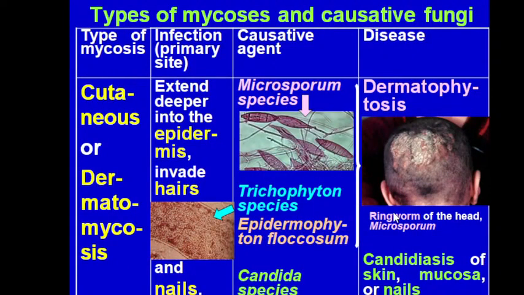Then, when the fungi go deeper, they cause cutaneous mycosis, or dermatomycosis. So they extend deeper into the epidermis than the superficial mycosis agents, and invade hairs and nails usually. Examples of them are Microsporum species, Trichophyton species, and Epidermophyton species, and also Candida albicans and different other species of Candida may cause nail infection that is called onychomycosis, and hair infection. And you can see what dermatophytosis may look like. There's a ringworm of the head caused by Microsporum, right?